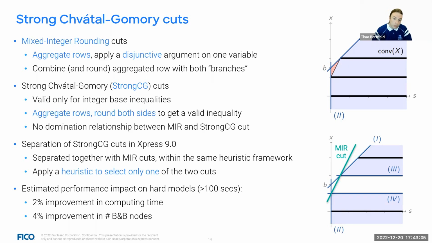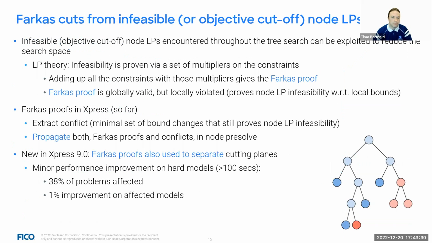So what we do now is to simply separate both the MIR cut and a strong CG cut whenever appropriate, hence whenever the aggregation is pure integer, and then just choose the better of the two to add to the problem, or rather to the cut pool. And this gives a nice performance improvement on hard MIP problems.